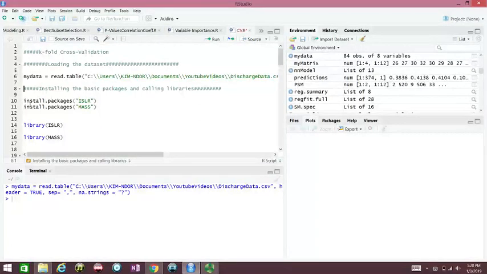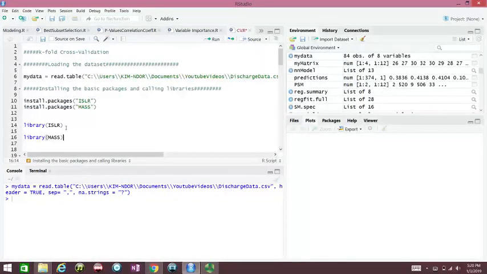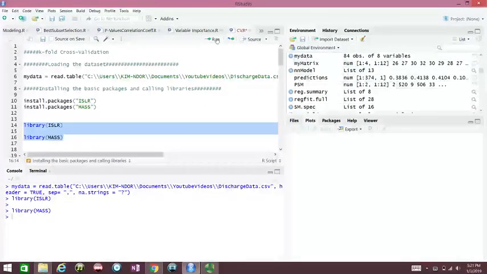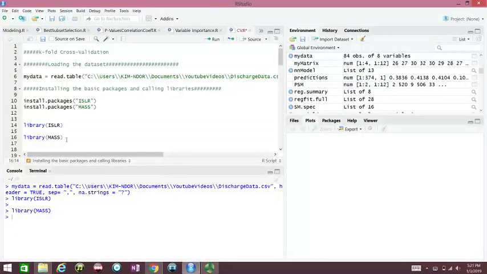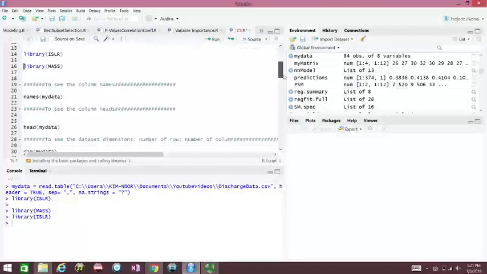And I generally install the basic libraries, the packages. I run install the packages, then of course we need to call the libraries. So I have ISLR and MASS. I already installed the packages, so now I need to call the libraries. Also the SLR. This is for the basic manipulations to not have issues.